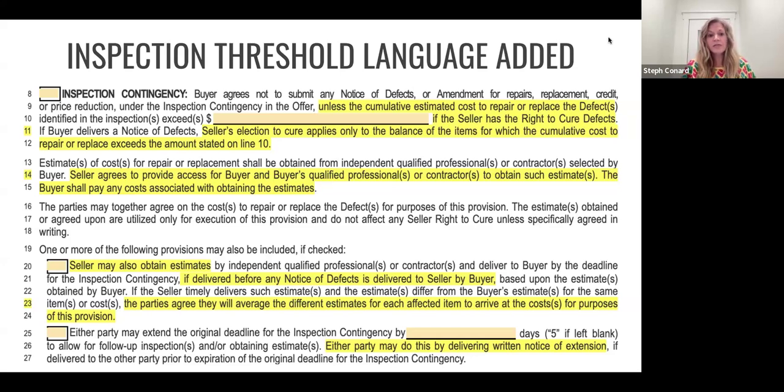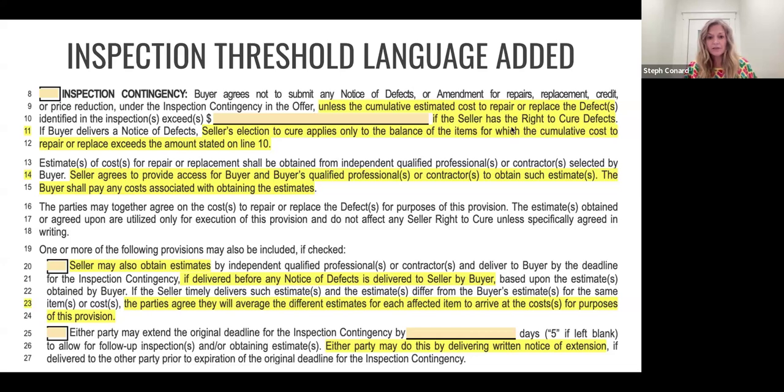So the seller may also obtain estimates by an independent contractor and deliver them to the buyer by the deadline for the inspection contingency, if it's delivered before any notice is delivered. So Mr. Buyer is saying to the seller, go ahead and get your own estimates if you want as well. We don't just have to rely on mine. And the seller has to do that in a timely manner. They need to get those estimates done prior to the buyer serving a notice of defects.